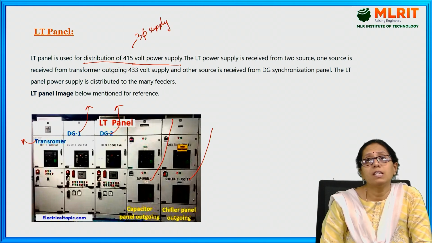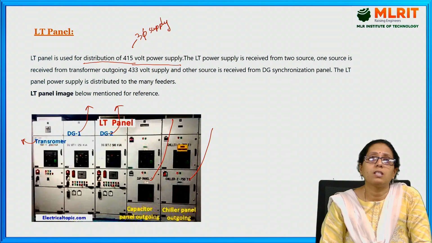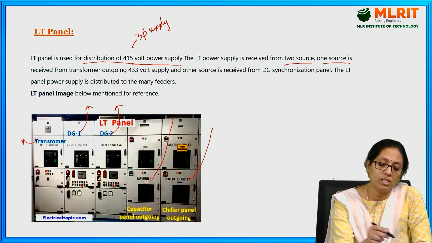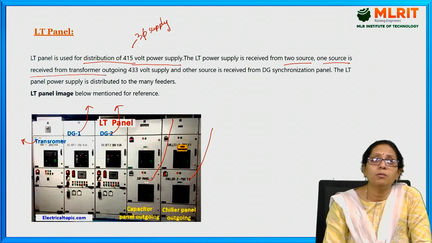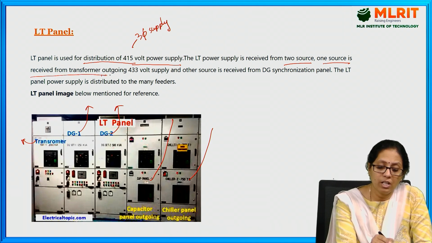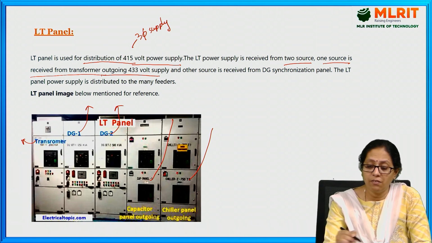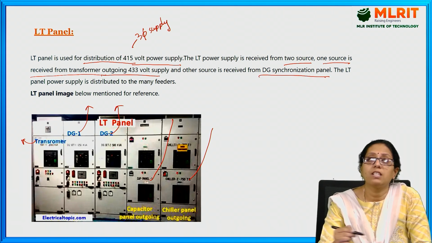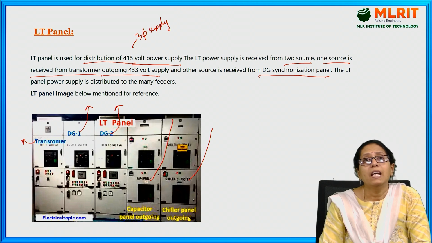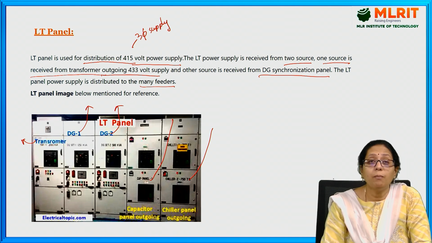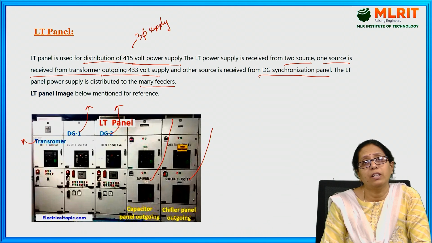For 3-phase supply, the low tension system is received from two sources. One source is received from the transformer outgoing with a voltage of 433 volts, and the other is received from the DG synchronization panel. The LT panel power system is distributed to many feeders again. That means from this particular panel, there are many feeders which are being connected to it.